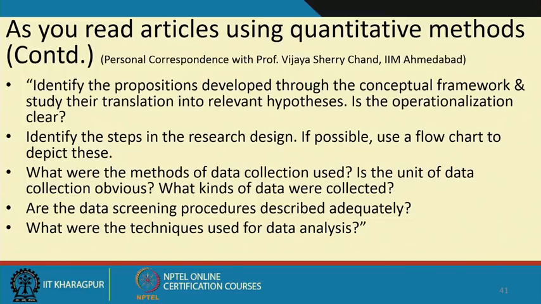What were the data points? What were the units of data collection? Why were they selected? How were they selected? And can you easily see from what is presented what these units were? Are the data screening procedures described adequately?